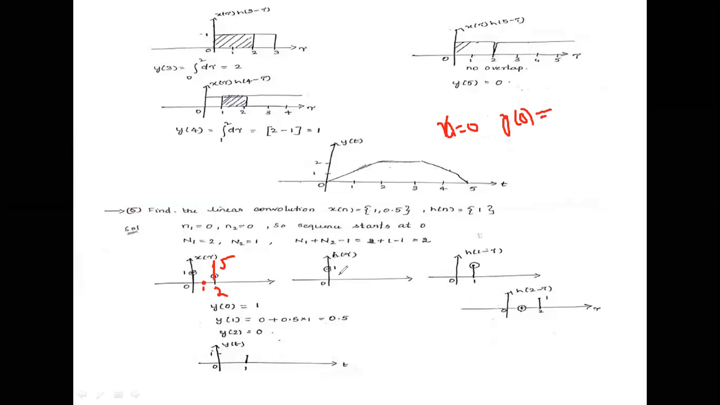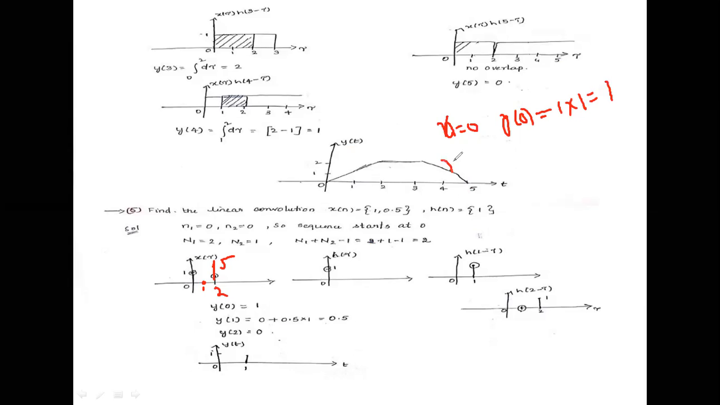Now you can multiply the two functions. At 0 there is a value 1 for x, and 1 is 0, 2 is 5. Here we have only the one value at 0. So 1 into 1 is 1. Y of 0 is equal to 1.